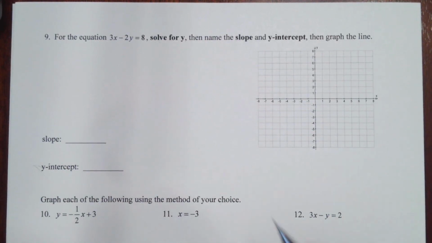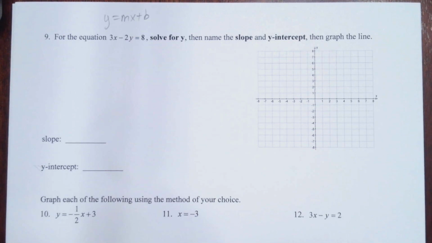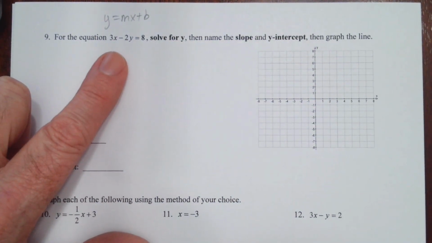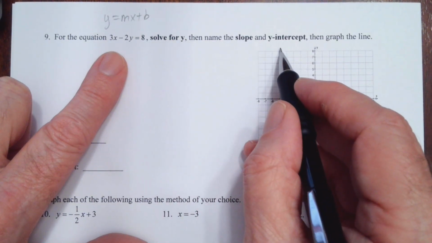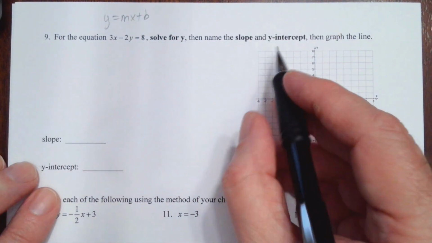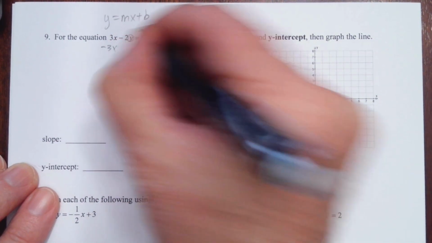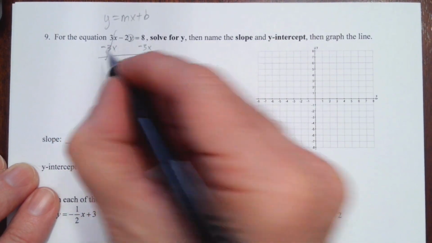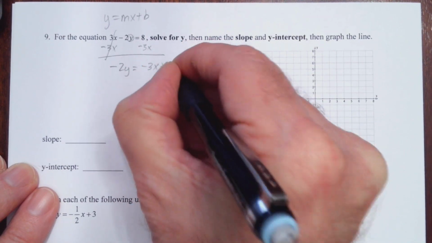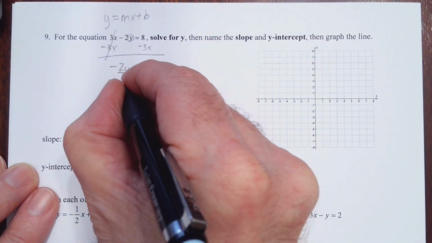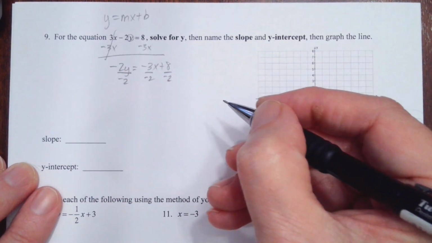So first of all, we're going to want this in slope-intercept form, which is what we use for graphing. And that's why we need to solve this equation for y. Then we'll know the slope and the y-intercept, and we can use those to graph the line. So I'm going to subtract 3x on each side, because I'm trying to get y all by itself. So these add up to 0. I'm left with negative 2y is equal to negative 3x plus 8. We'll divide each side by negative 2, so each of these terms will get divided by negative 2.